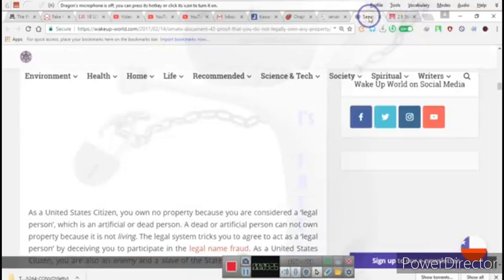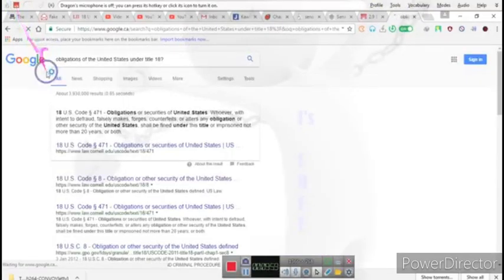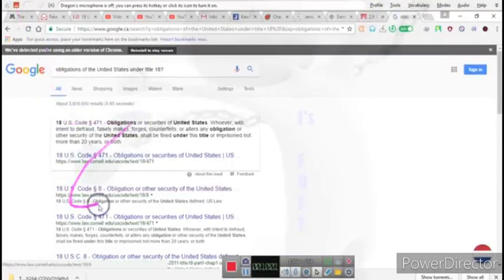Anyway, give me a second. I got to pull up something. All right, ladies and gentlemen, this is the code right here we're going to go to, okay? See, obligation and other securities of the United States. This is section 8, so we have 2 sections to go to.